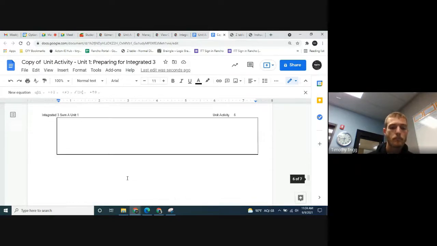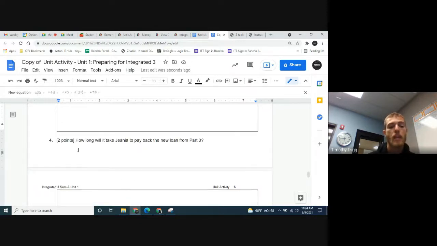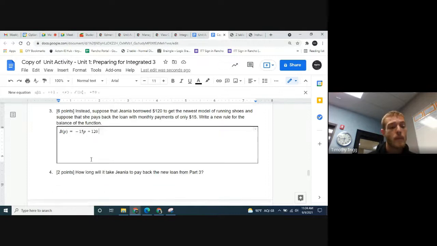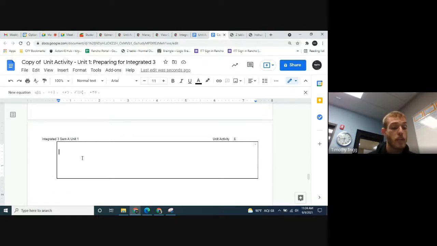Okay. Now for question 4, how long will it take Jana to pay back the loan of the new loan from part 3? So we just came up with this equation. I want you to figure out how many payments it will take for her to completely pay off her loan. So how many payments is she going to need to make in order to pay off that loan? I want you to figure that out and put your work and your answer right here.